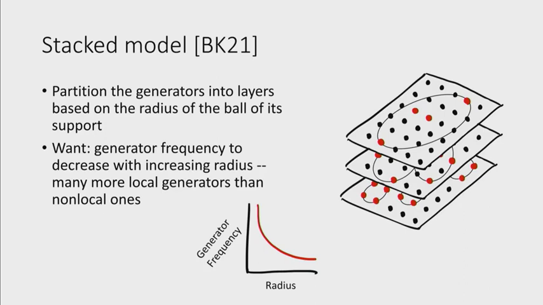So in our stacked model, the bottom of the stack is going to contain local generators. So all these generators on the bottom can be measured in constant time because they're local. And most of them are going to be in the bottom. And then as we move up the stack, the generators get larger, and ideally we'd want fewer and fewer as we move up the stack. And then finally, as we reach the top, we're going to have only a few generators that span the entire system.